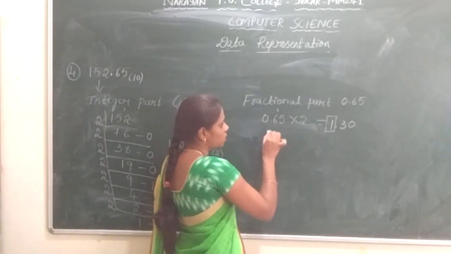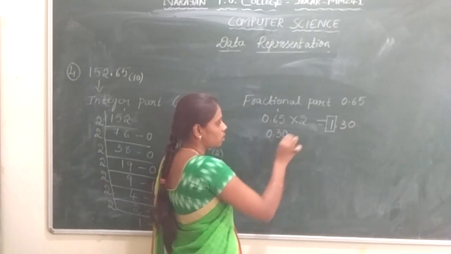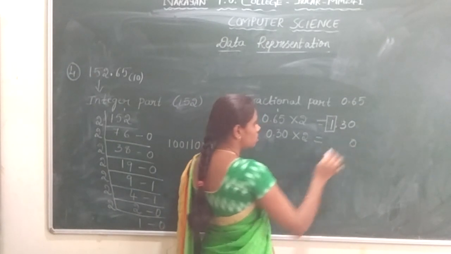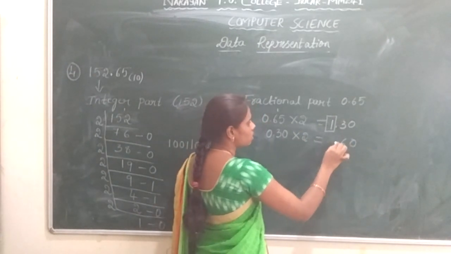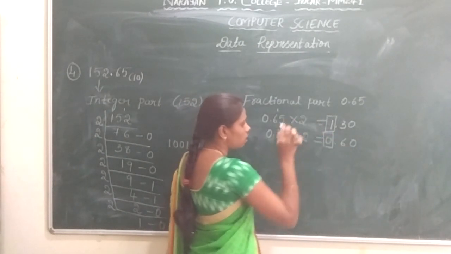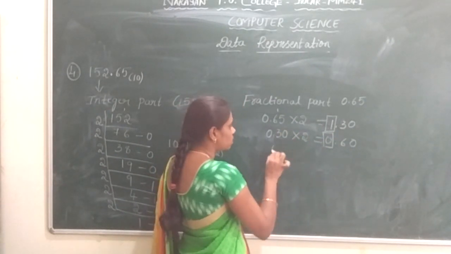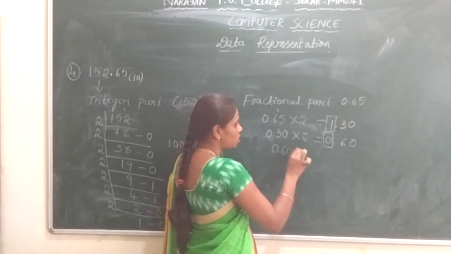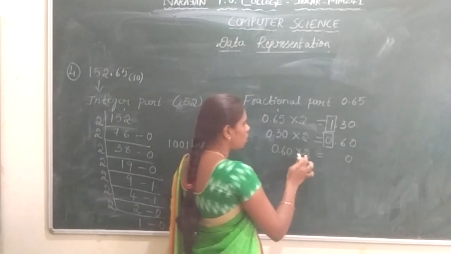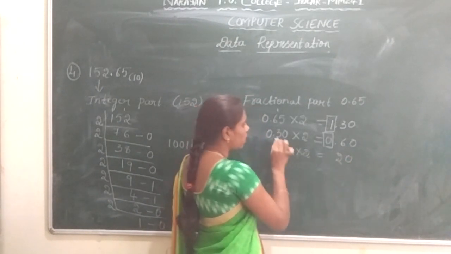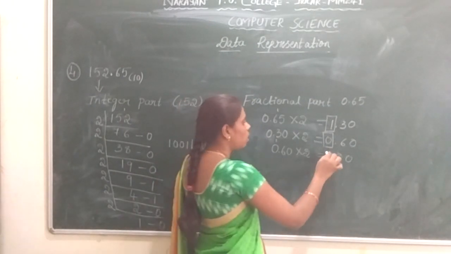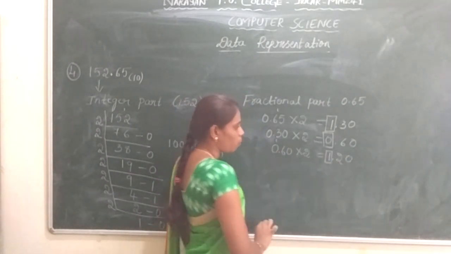Consider only the fractional part, that is 0.30 into 2. 2 into 0 is 0. 2 3s are 6. So we will not get any carry. So this is the carry part. Again consider 0.60 into 2. 2 into 0 is 0. 2 6s are 12. We get carry as 1. So that is 1.20. Again note down this integer part.